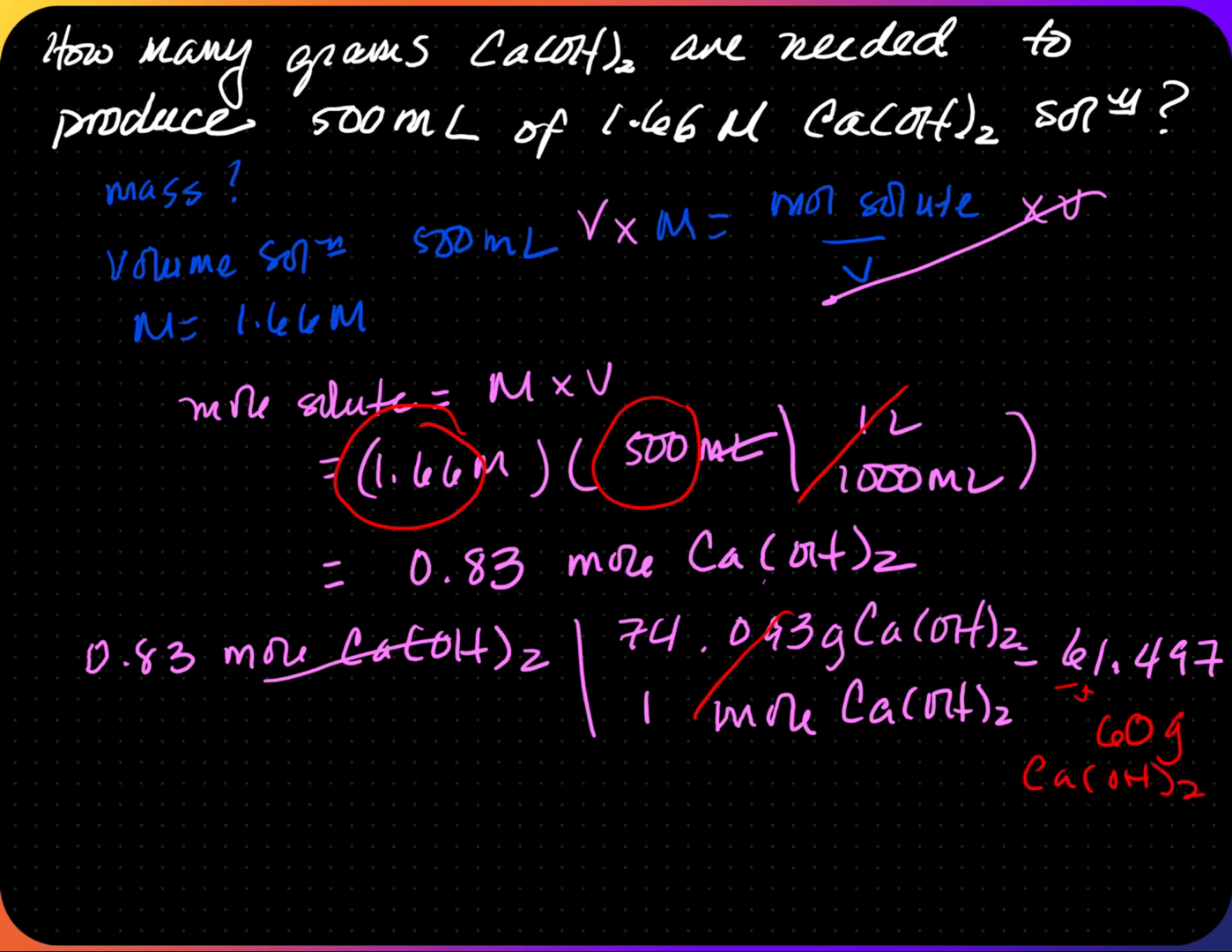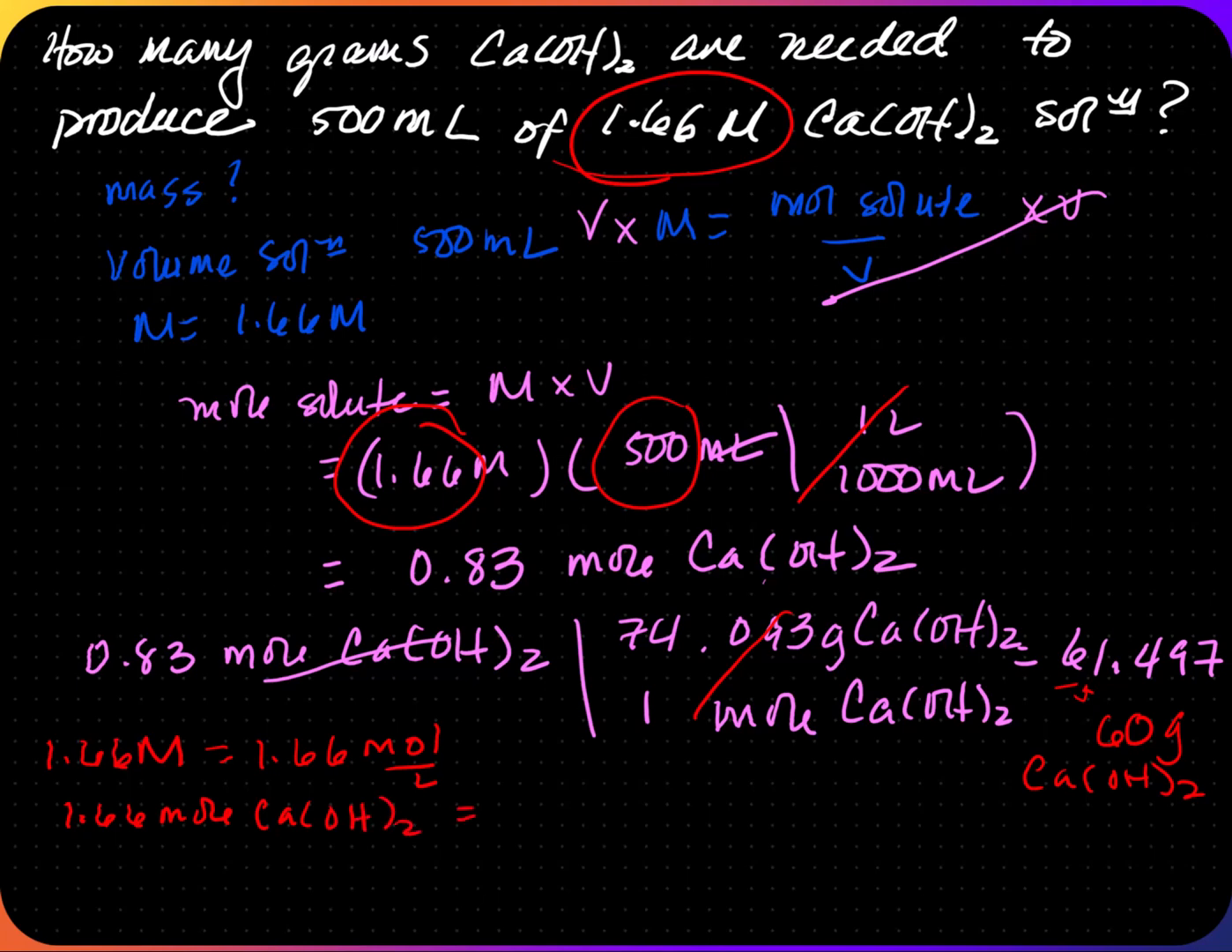The easier way to do this is just set it up as a dimensional analysis problem. When something is written as 1.66 molar, that's the same thing as 1.66 moles per liter. So it's just a conversion factor. It tells you that I have 1.66 moles, in this case solute, of calcium hydroxide in 1 liter of solution. So it becomes a conversion factor. So I would start with my volume, which is 500 ml. That needs to be converted to liters because my conversion factor is in liters.